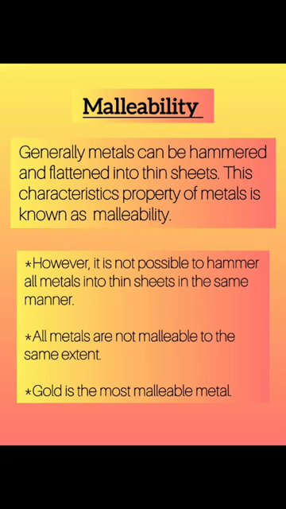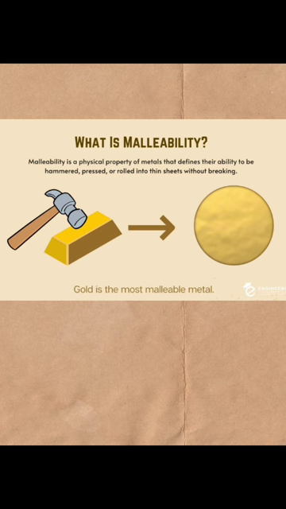Gold is the most malleable metal. So the question will be asked like, which is the most malleable metal? Yes, the most malleable metal is gold. Now, the question will be like, what is malleability? The proper definition of malleability is a physical property of metals that defines their ability to be hammered, pressed, or rolled into thin sheets without breaking.